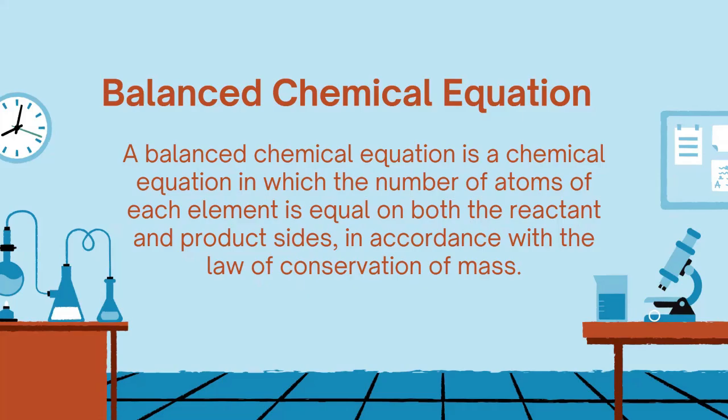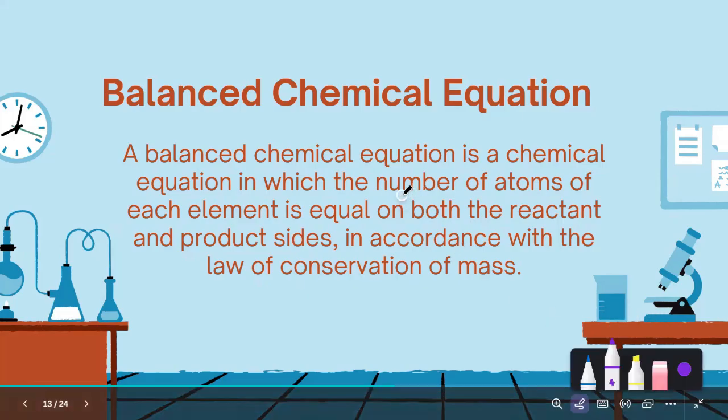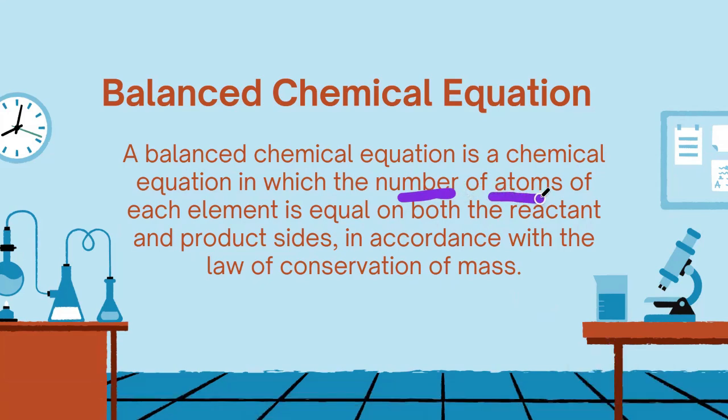What is a balanced chemical equation? In which the number of atoms of each element is equal on both the reactant and product side, and it is on the basis of the law of conservation of mass. Students, this is important. According to the law of conservation of mass, atom can neither be formed, nor be destroyed. Atom only rearranges in a chemical reaction.